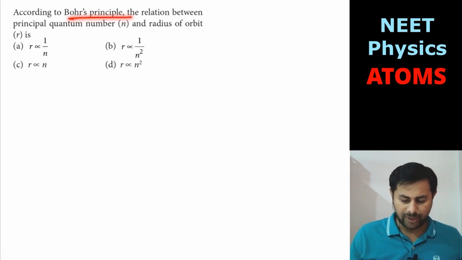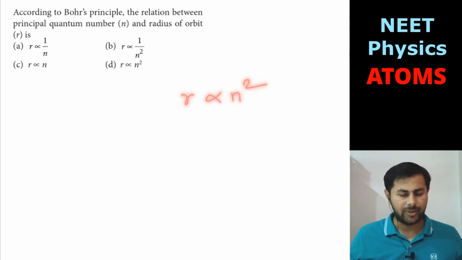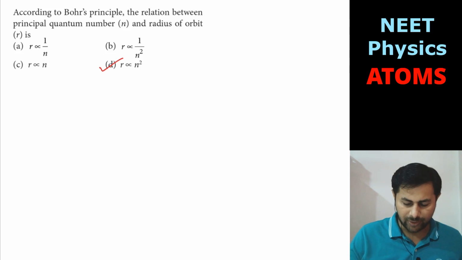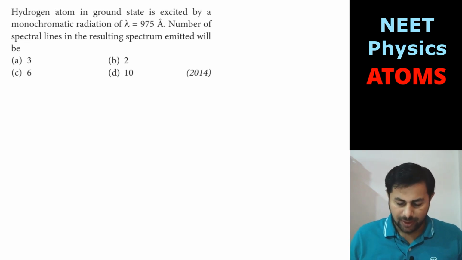According to Bohr's principle, the relation between principal quantum number n and the radius of orbit r is. So radius is directly proportional to n square. We know that. So it's option D, right? All right, let's see this one.